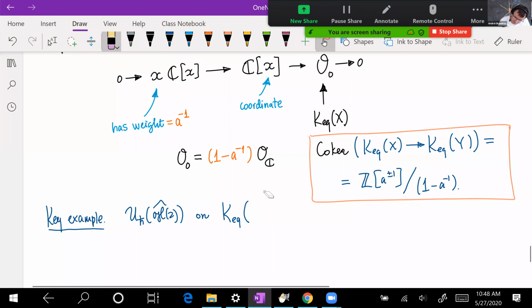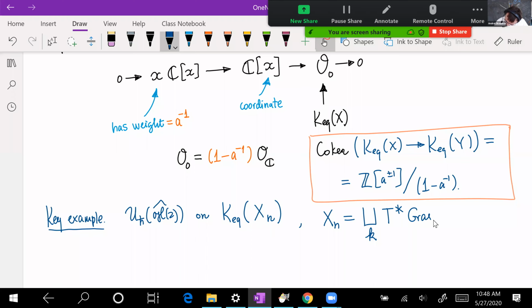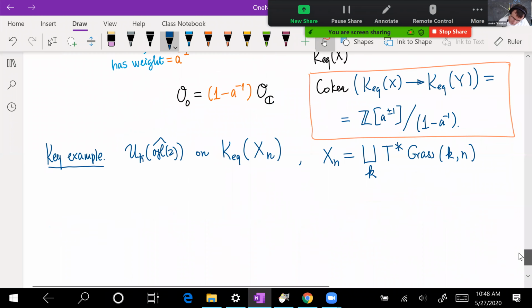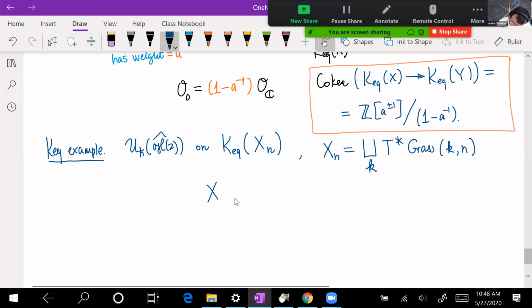We put X_N, where X_N is the disjoint union over all k of T* of the Grassmannian of k-dimensional subspaces of C^N. So in particular, X_1, well, this is not a very interesting space. We're talking about the Grassmannian of one or zero-dimensional subspaces in a one-dimensional space. So it's just a point union a point.